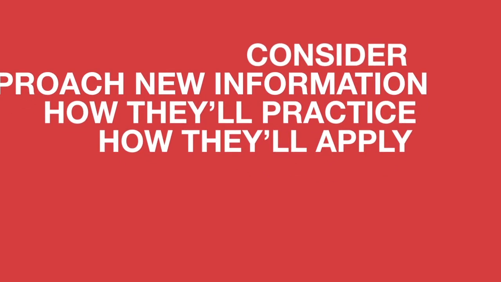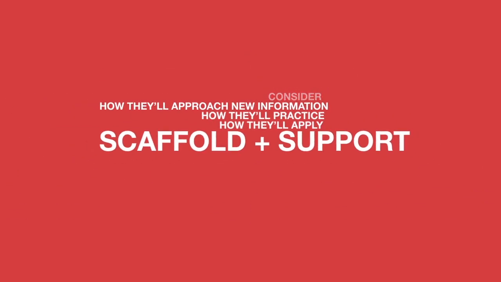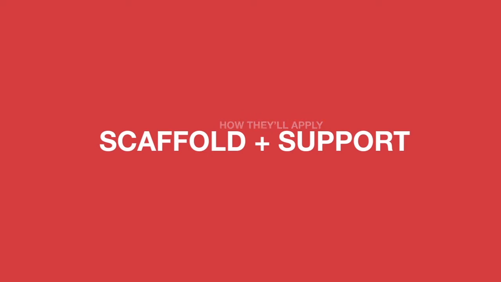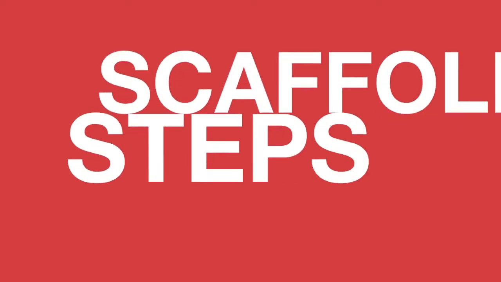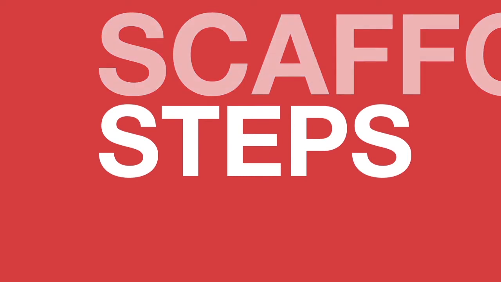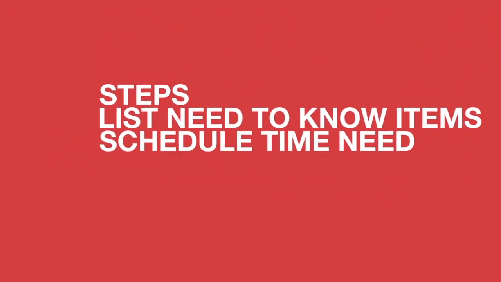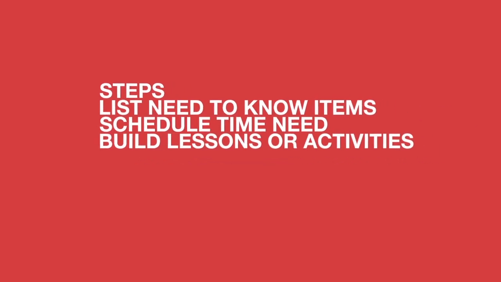To review, it is very important that we scaffold and support students to be able to complete a project. As students get older and more self-directed, it is a good idea to shift more of the learning and knowledge finding to the student, but in most cases of project-based learning, it is very important to provide the support students need to be successful. The steps we can use are to 1. List the need-to-know items, 2. Schedule the time needed for the need-to-know items, and 3. Build lessons or activities to support each need-to-know item.